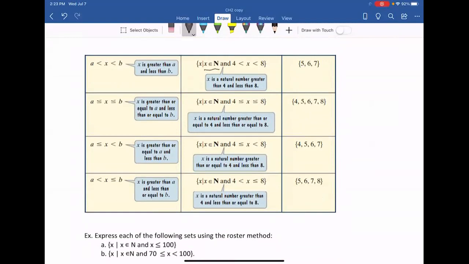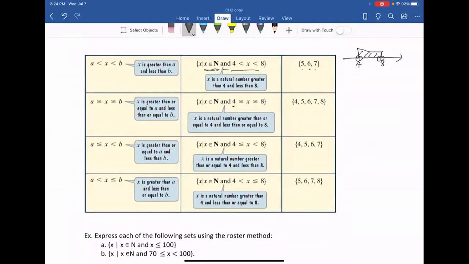X needs to satisfy x is in N and x is greater than 4 and less than 8. So draw a number line. 4, 8, it's in between, and these two numbers are not included. So I can have 5, 6, 7.